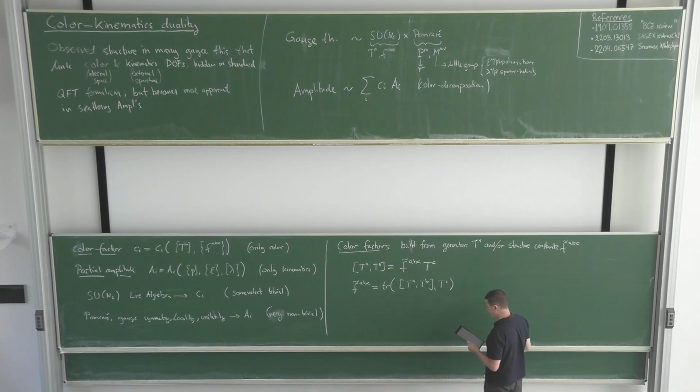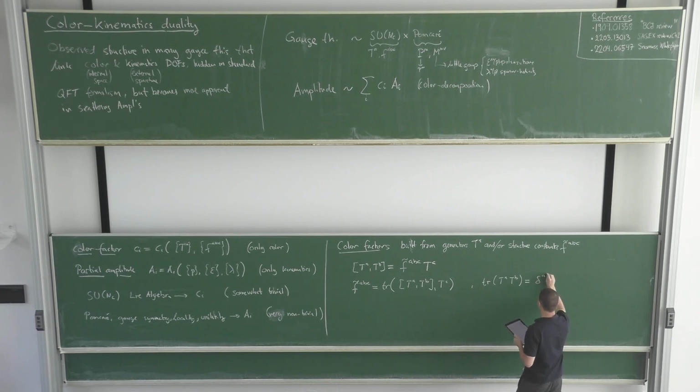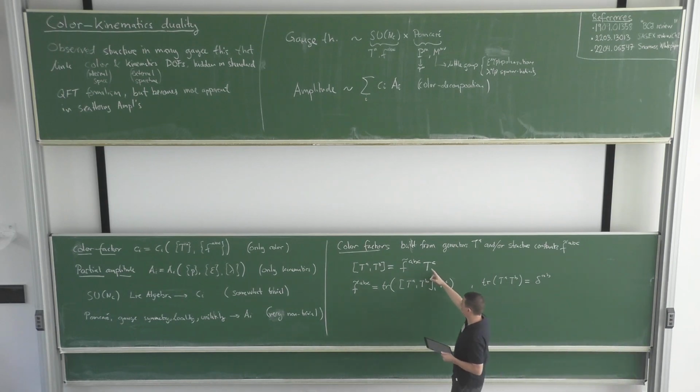from that formula. One thing that you need to use is, for example, you need to define what your normalization is of the trace of two generators. It's a common convention in the amplitudes community to pick it to be that the trace of two generators is just delta AB. But essentially, this formula follows from that, using this as an intermediate step.